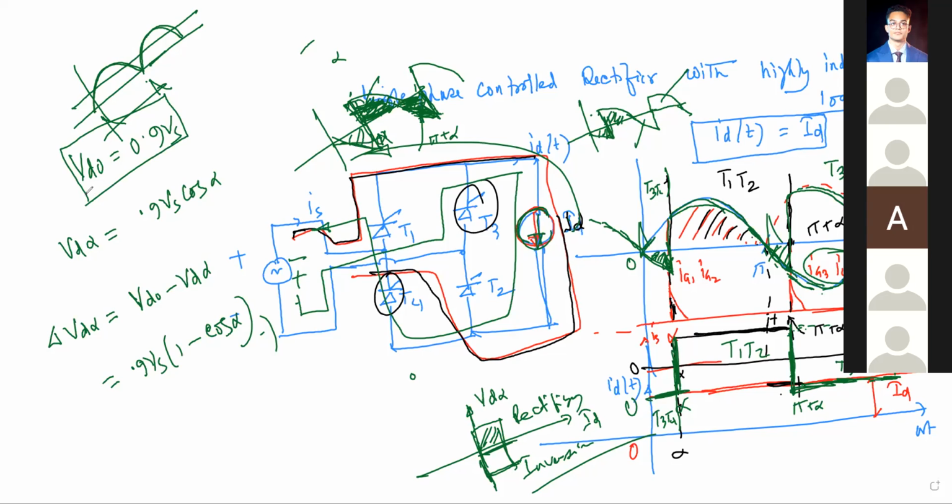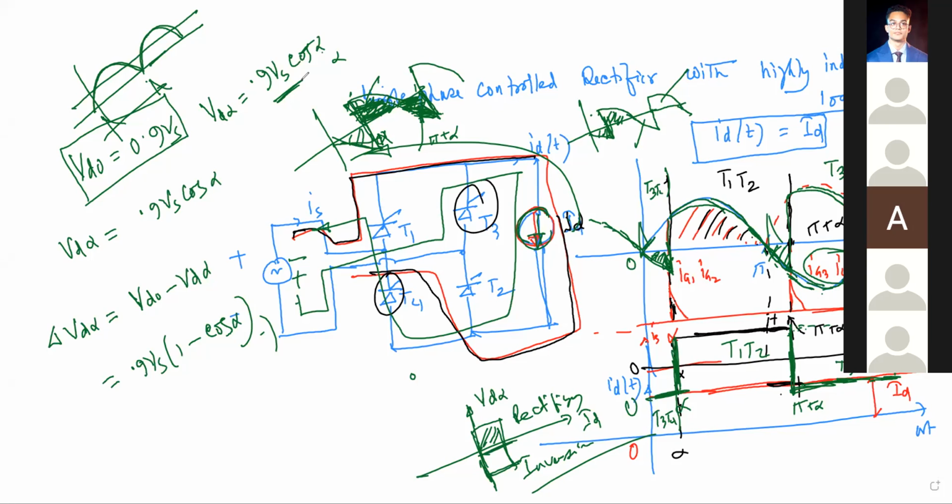The equation is root 2 Vs by pi cos alpha. Okay, VD alpha, how much do we get? 0.9 Vs cosine of alpha. If alpha equal to 0, it will be 0.9 Vs. What do you say? I don't understand. Please repeat again. Sir, the equation was VD alpha is equal to root 2 by pi Vs cos alpha. So root 2 by pi is 0.45. It should be 2 times.